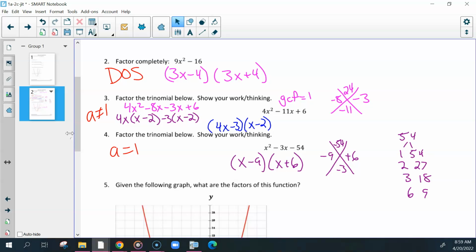Rewrite it into 4 terms. Find the GCF, which is 4x, leaving x minus 2. And then find the second GCF, negative 3, which is x minus 2. And our final factors will be 4x minus 3 and x minus 2.